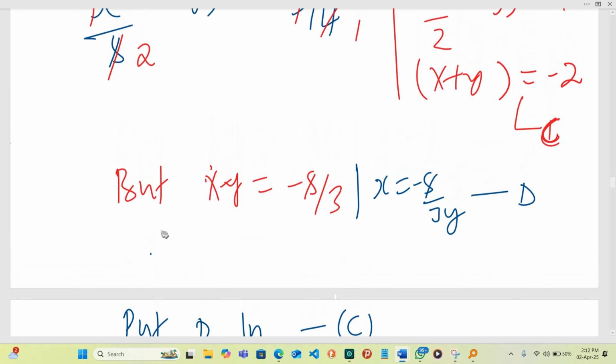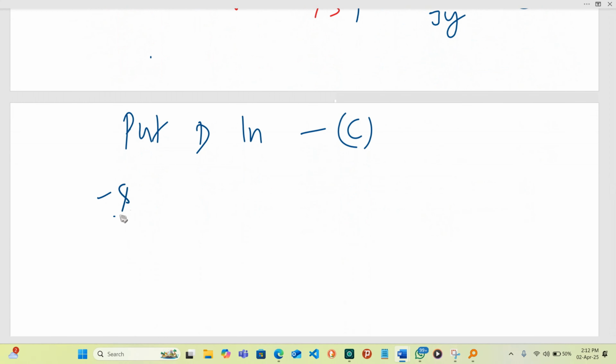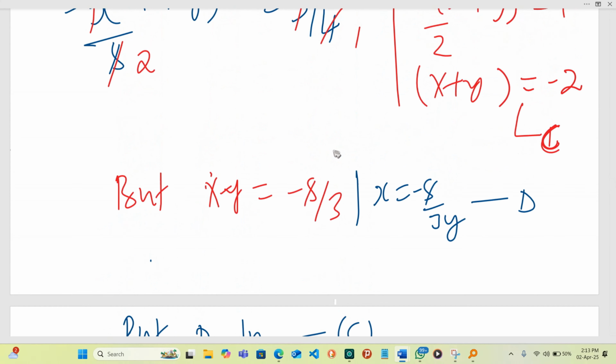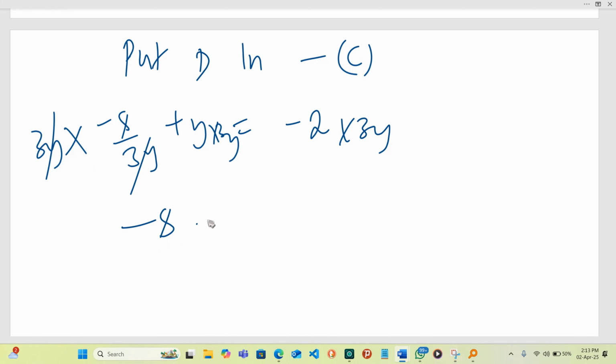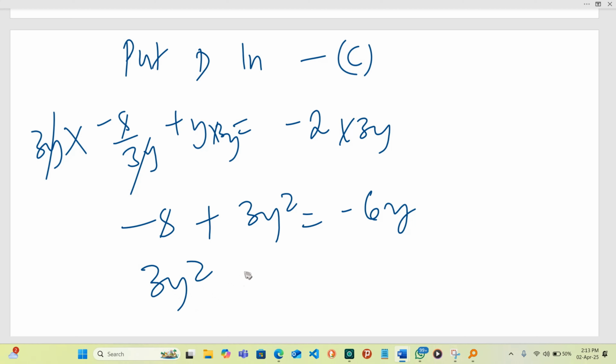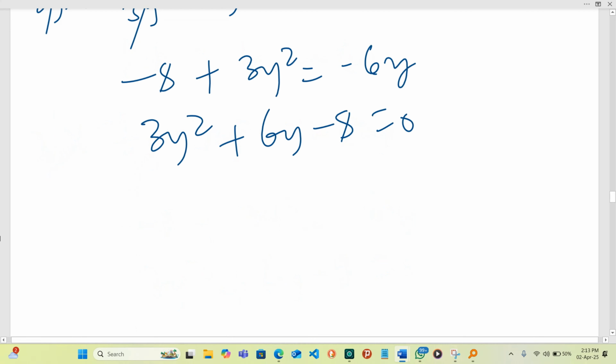So what does that mean? I'll have negative 8 out of 3y plus y, and this is equal to negative 2. So I can multiply by 3y both sides. So this becomes that, and that will go. I'll have negative 8 plus 3y squared equivalent to negative 6y. So moving it this side, I'll have 3y squared plus 6y minus 8 equal to 0. So now this is a quadratic equation.